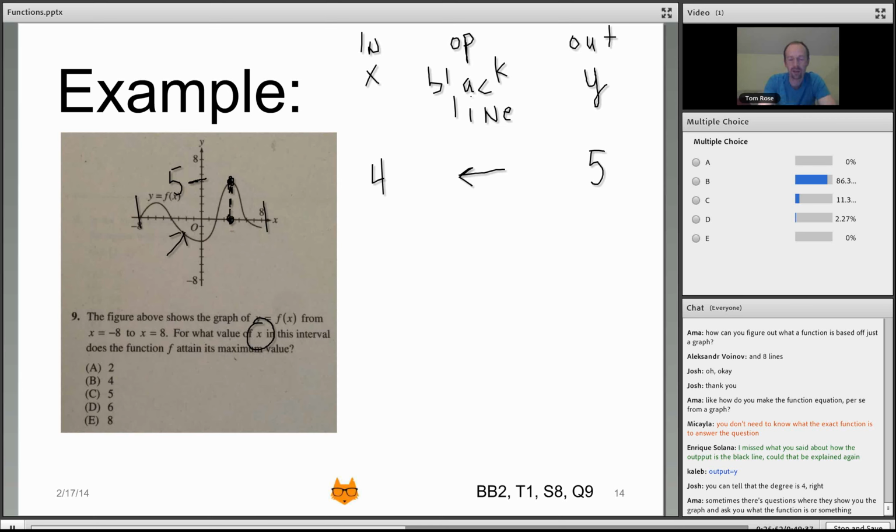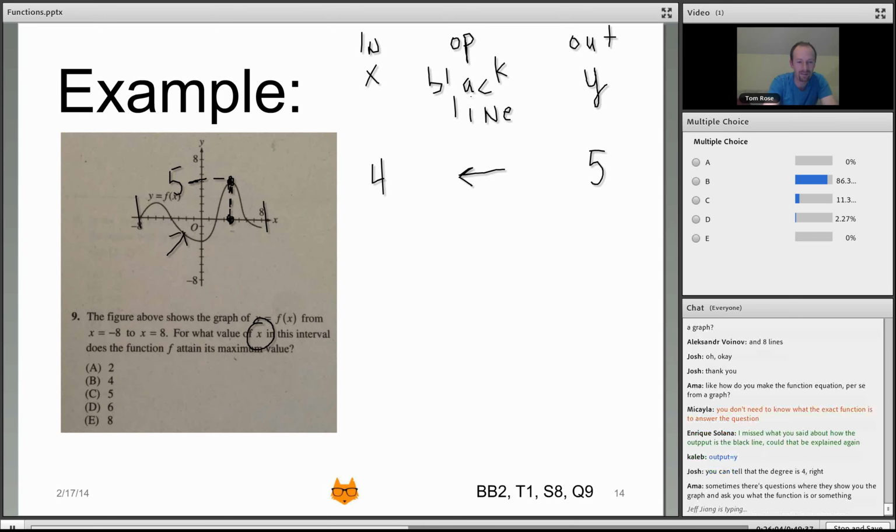That's the operation. Once you hit the black line, you move over to the side to figure out where you are on the vertical axis. And I've drawn all over this, so it's harder to see now. But this does hit the vertical axis at 5. And that's how you read out the output. So the output here is whatever's on the vertical axis, which in this case is 5.